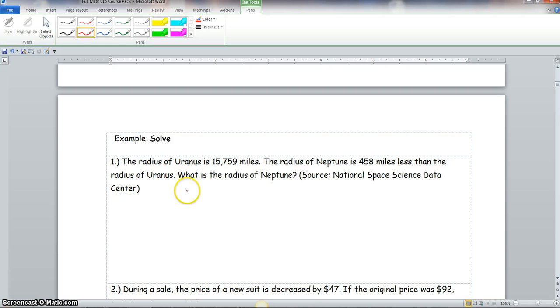So we take the radius of Uranus, which is 15,759, minus 458. Now 9 minus 8 is 1. 5 minus 5 is 0. 7 minus 4 is 3. And we'll bring down our 15. So it's 15,301 miles. Now that took care of problem number 1.